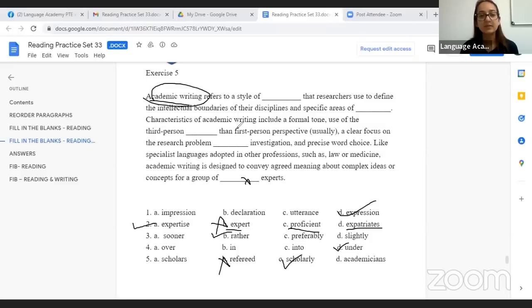Rather than, as a simple conjunction, and under investigation, like we always say under with investigation, and group of which kind of experts, the people who are scholars, those will make a group. So that is called scholarly experts. Any confusions, anyone?